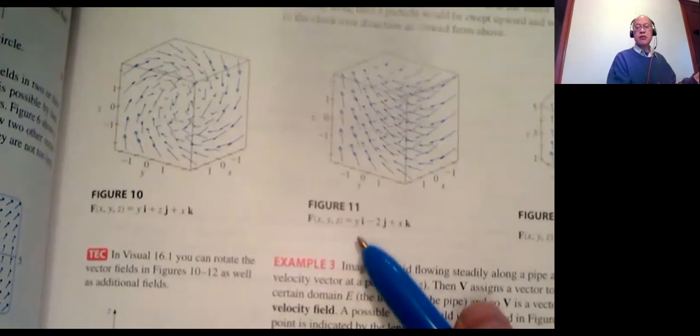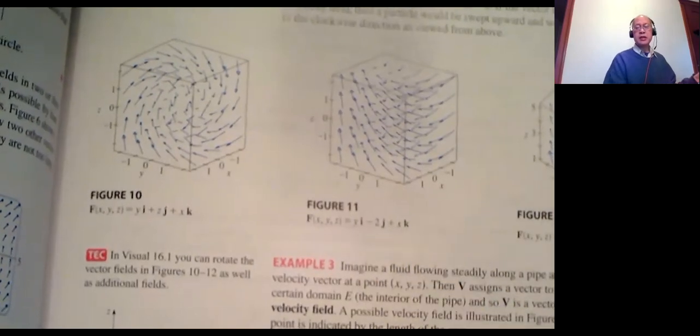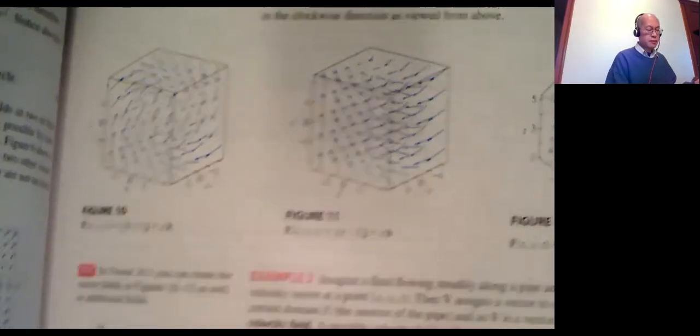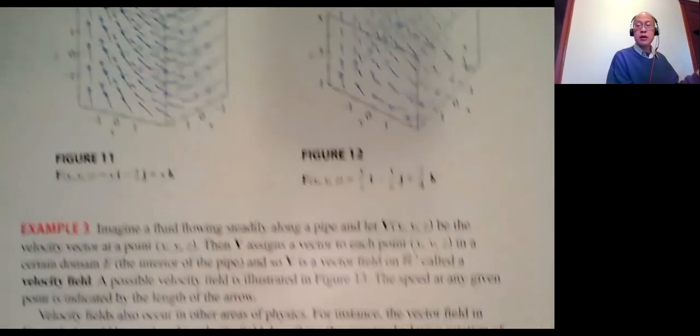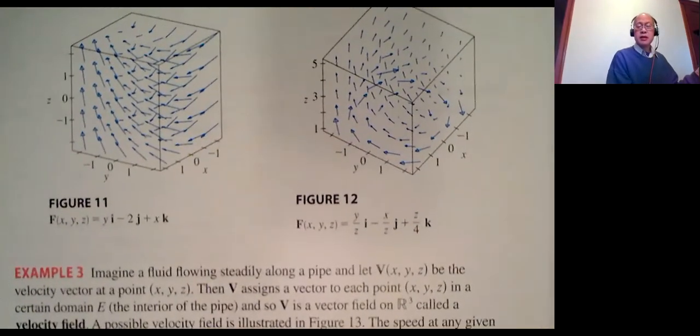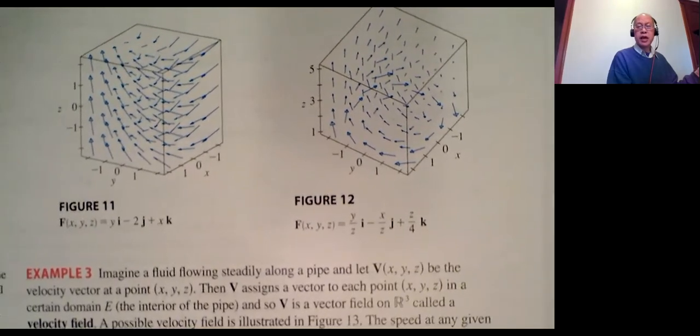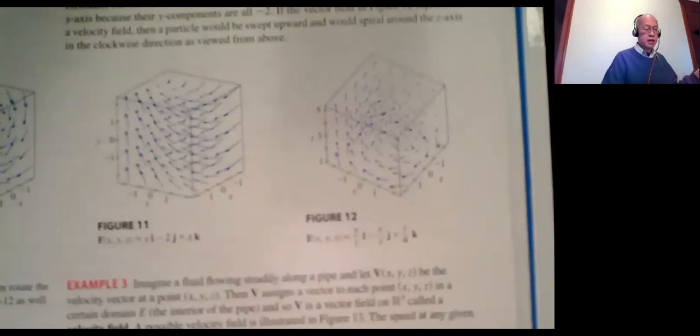This one is ⟨y, negative 2x⟩, if I use the angle braces notation, so it looks like that. Here's a top view. There's y over z i minus x over z j minus z over 4 k. You get that interesting thing.